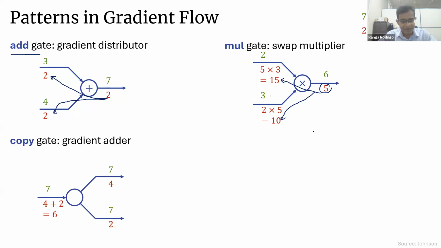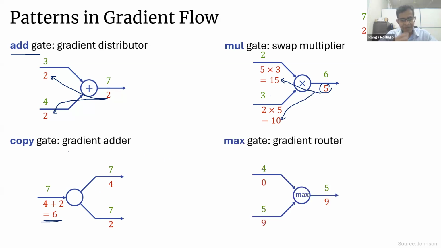Then the copy one, so you have two branches. For that, if you consider, you will see the gradients get added here. And if you have the max gate or the ReLU, yeah.